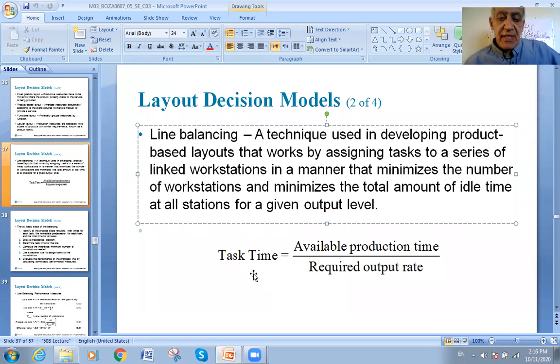Here we have the task time. Task time, this is a law, is the available production time divided by required output rates. Let's take an example.